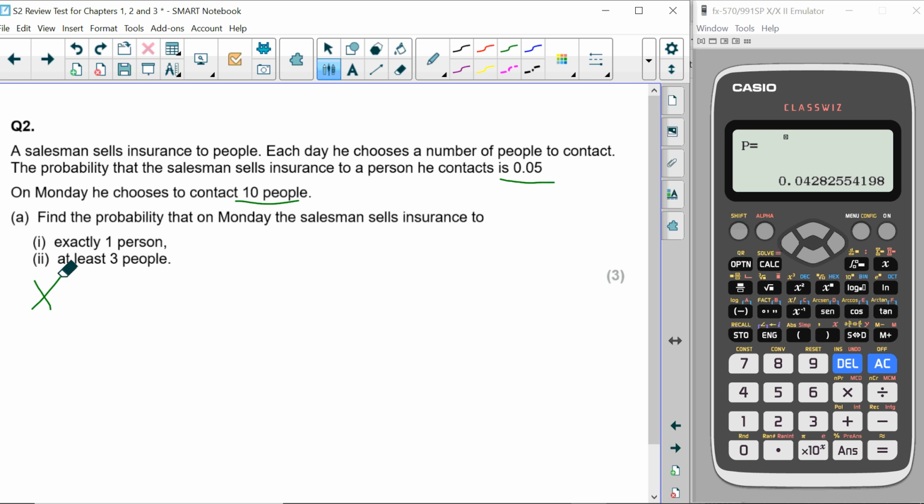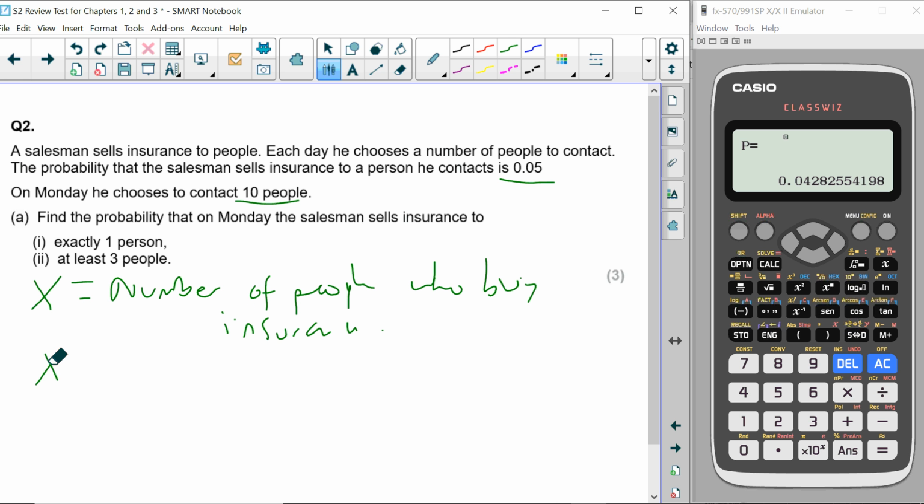So let's get our distribution set up. X could be the number of people who buy insurance. Okay, so let's say X is equal to the number of people who buy insurance.